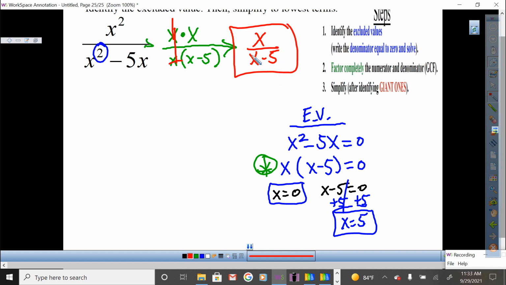And tell your neighbor why we don't do a giant 1 there. Yeah, there's a subtraction right there. That's why we can't. All right, show me your fingers. How confused are you with these? 5, 5, 5, 5, 5, 5, 4. Okay. Do another one. You're going to do this next one by yourself. Very similar to this one. Here we go.